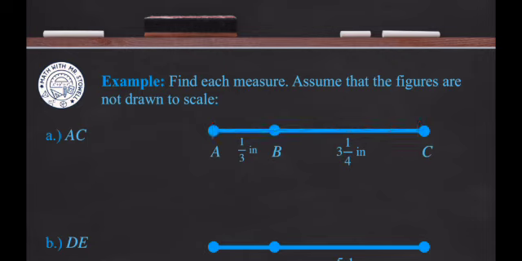So let's just write this down. AC equals AB plus BC. We know that A to B is 1/3, and we know that B to C is 3 1/4. Okay, so from here, how do we add fractions? Remember, adding fractions, we had to have the same denominator. But before we do that, we need to make sure that we have them as improper fractions. So make this an improper fraction.